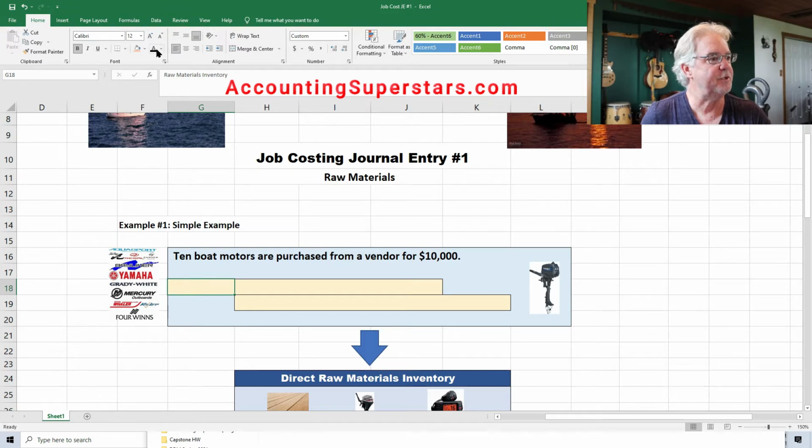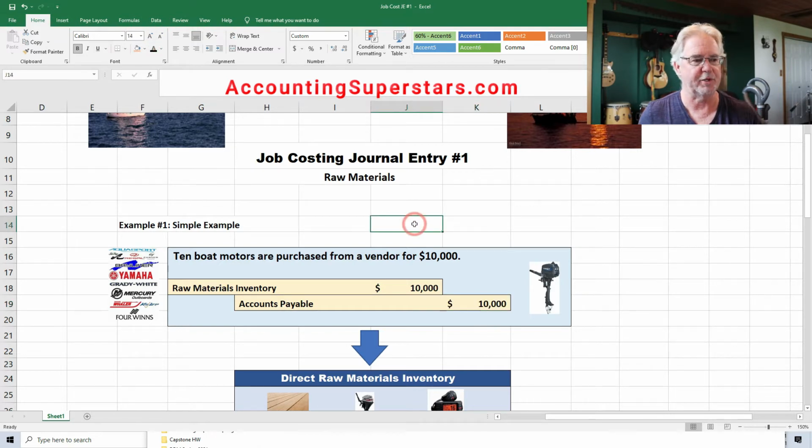So here's what they'll do. They will debit raw materials inventory for $10,000. And they will credit accounts payable for $10,000 because they owe the money. And that's usually how businesses work. Usually businesses won't pay cash right up front like that. But what they'll do is they'll put it on account. And they're on good terms with their vendor too. So that's good to hear.